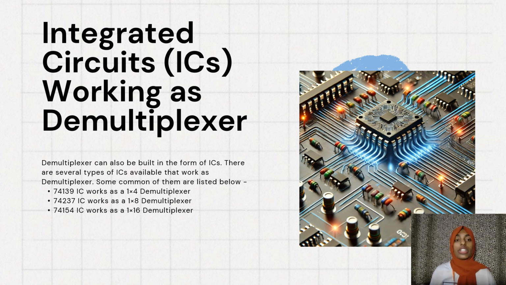Integrated circuits working as demultiplexers. Demultiplexers can also be built in the form of integrated circuits, which means ICs in short form. There are several types of ICs available that work as demultiplexers. Some of the examples I have mentioned: the 74139 IC works as a 1 to 4 demultiplexer, a 1 to 8 demultiplexer can be mentioned from the 74237 IC, and the 74154 IC works as a 1 to 16 demultiplexer. So these are three different demultiplexers with the corresponding ICs, having similar functions.